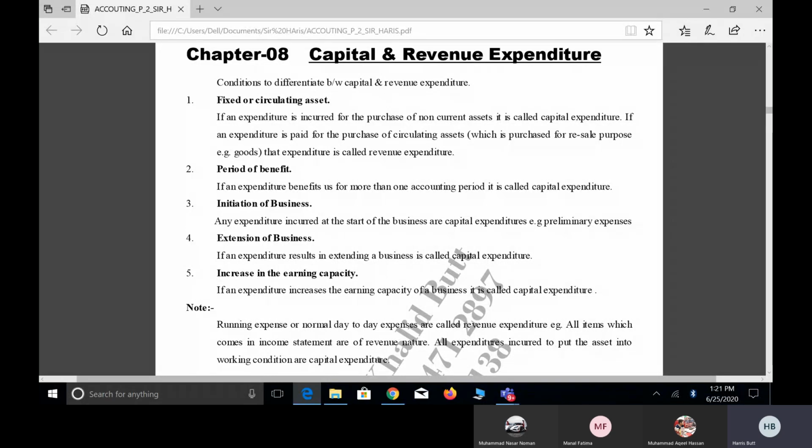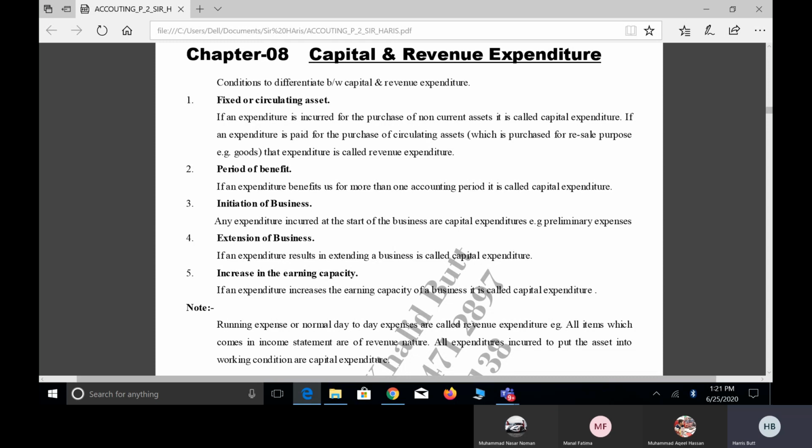Normal running expenses for the business are called revenue expenditure, and all items given in the income statement are of revenue nature. Again, you can ask the question, sir, income statement also includes sales. Sales is not an expenditure. Sales is a revenue income. As we have revenue expenditures, we have revenue income also. But currently we are just discussing capital and revenue expenditure to clear the concept first. So next we will move forward.